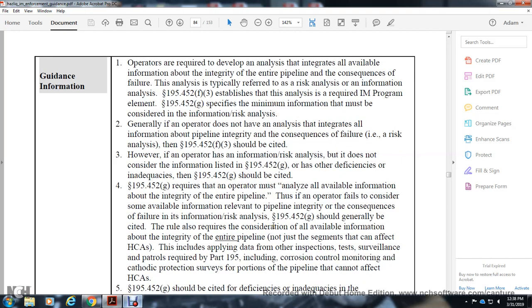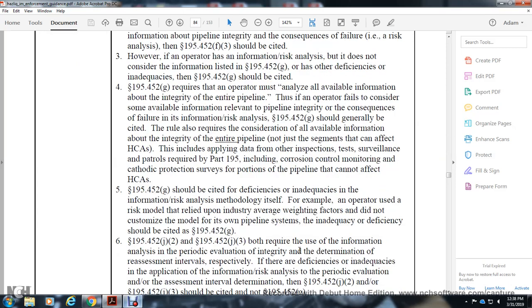195.452(g) requires the operator to analyze available information with the integrity and entire probability of the operator, and to consider the sum of the available information relevant to the pipeline integrity in the information risk analysis. 195.452(g) should generally be cited with the risk analysis, along with consideration of available information about the integrity of the entire pipe segments with the effect on the high consequence area. This includes applying the data from other inspection, test, and surveillance controls required within Part 195, including corrosion control monitoring and cathodic protection surveys for the portion of the pipeline connected with the high consequence area.